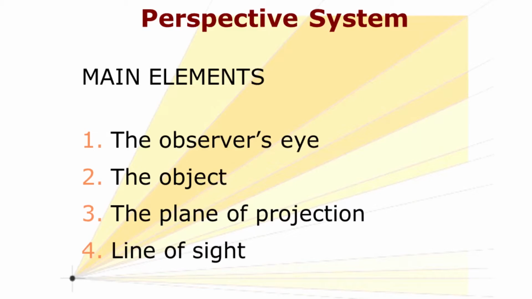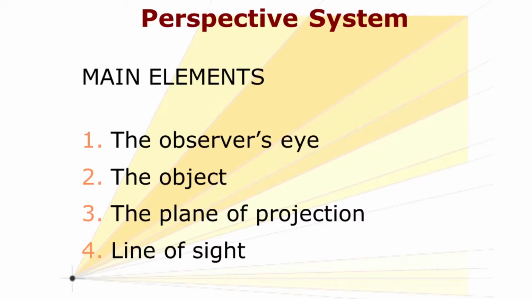For drawing a perspective, there are certain very, very important things, and I want to explain them. The first thing is the observer's eye. This one is very, very important. I would say it's a camera. And the second thing is the object, what you are picturing. This camera is picturing me, so I am the object now.